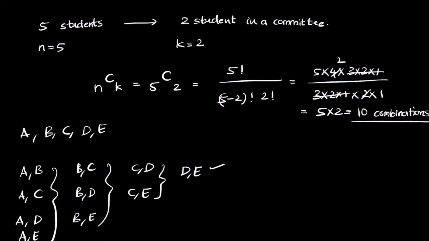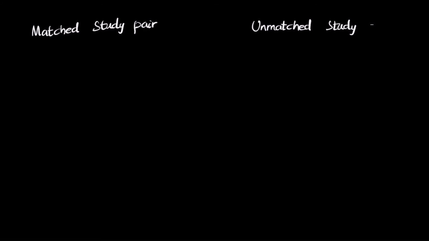Now this brings up the question: when do we choose combination and when do we choose permutation? There are two different cases that we use: one is a matched study pair and the other is an unmatched study design.